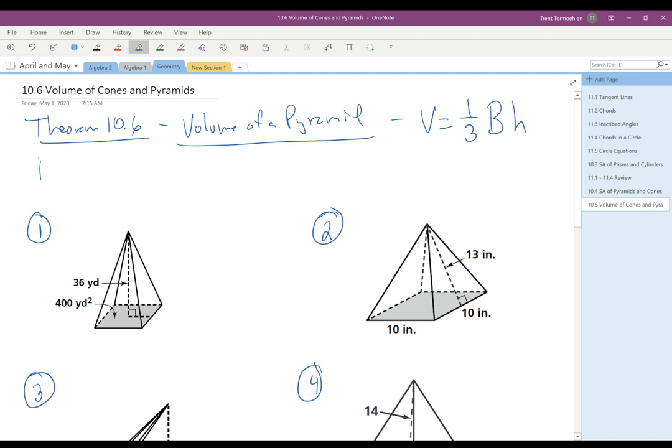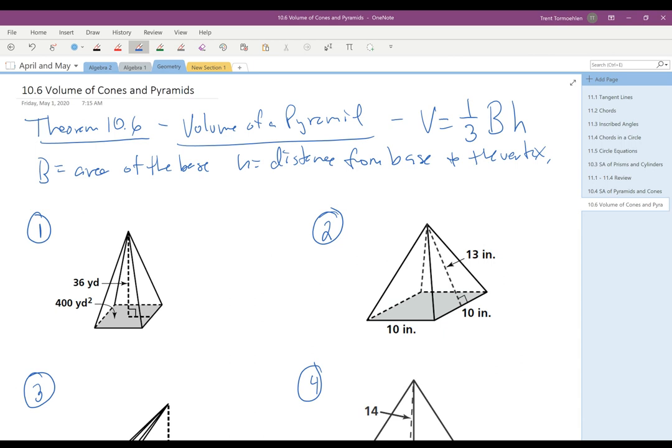And so B is going to be the area of base. And then H is the distance from base to the vertex. Okay, and the idea of this H is going to be super important because you need to make sure you distinguish it between L, which is our lateral height again, and then also lateral edge if we have any problems that involve lateral edge as well.